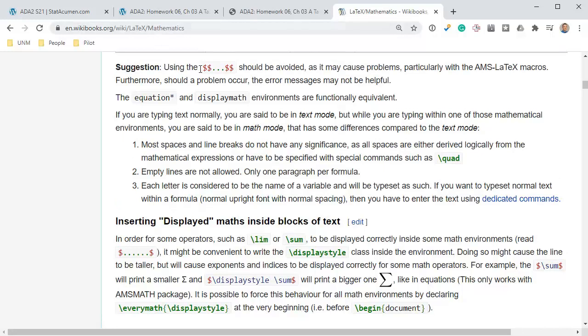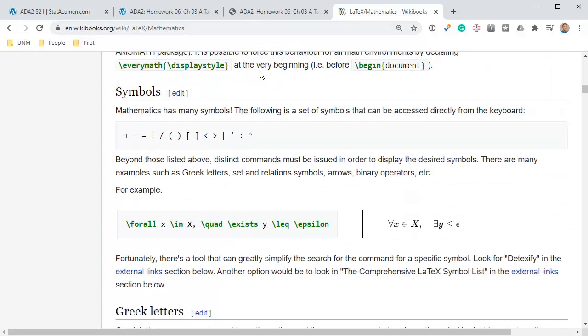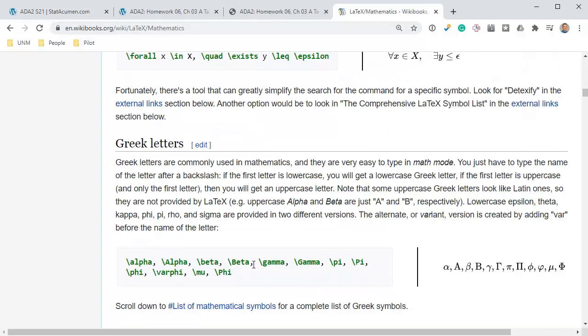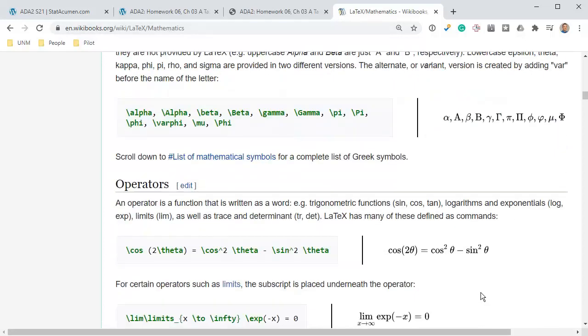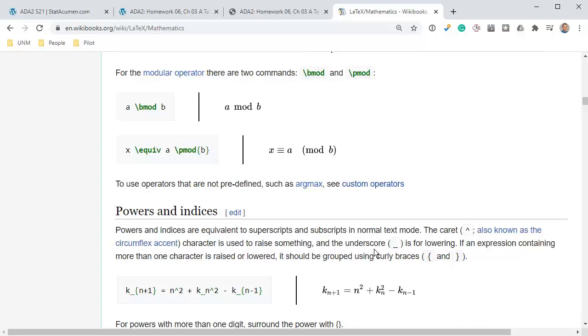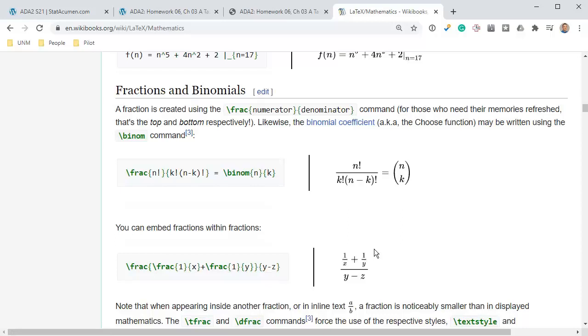There's a suggestion that you should avoid the double dollar sign notation. I actually never use that in my own work. I use other ways of doing equations. But there are ways of doing Greek letters. All these commands on the left render these nice symbols on the right. There are nice operations like cosine theta, cosine squared. You produce this equation on the far right. You can do limits, you can do summations, all sorts of things. This is a fantastic way to typeset beautiful equations, and the syntax is quite straightforward once you learn it.